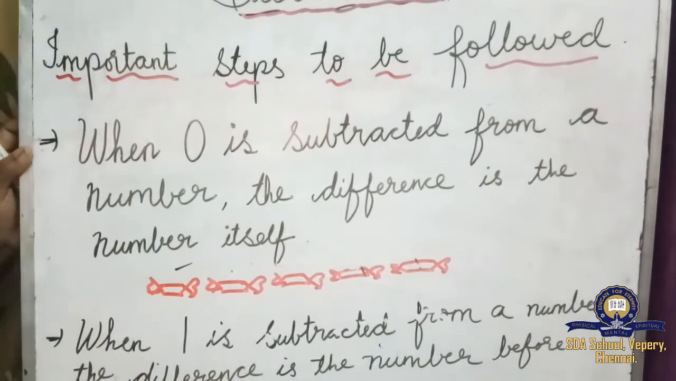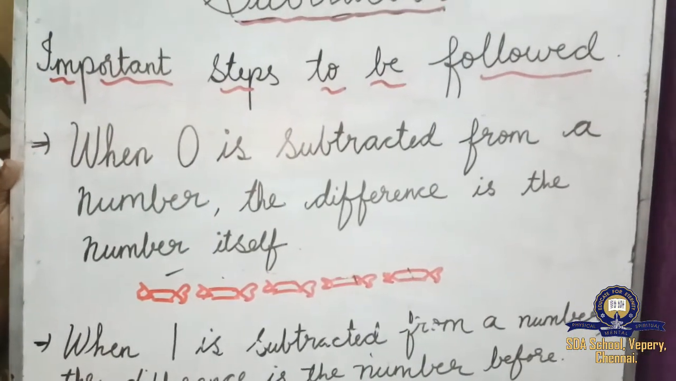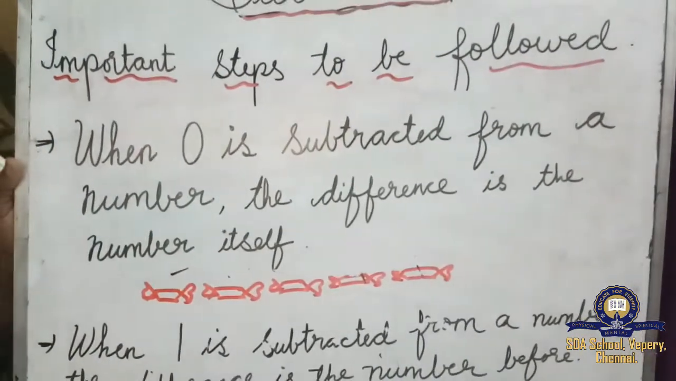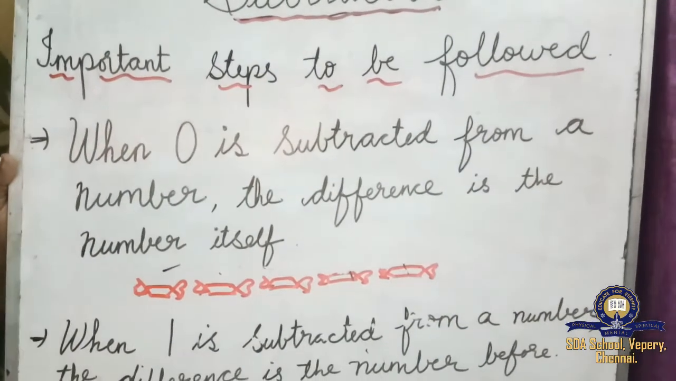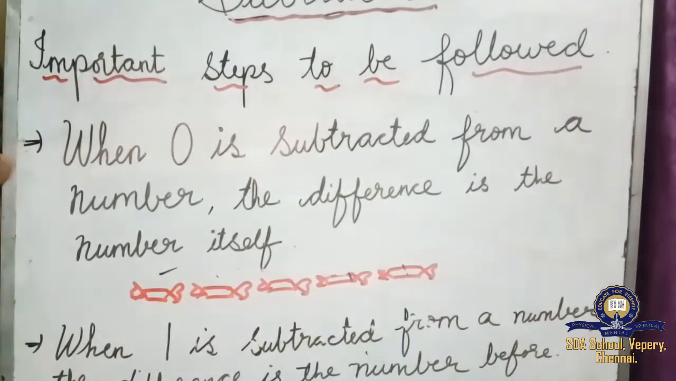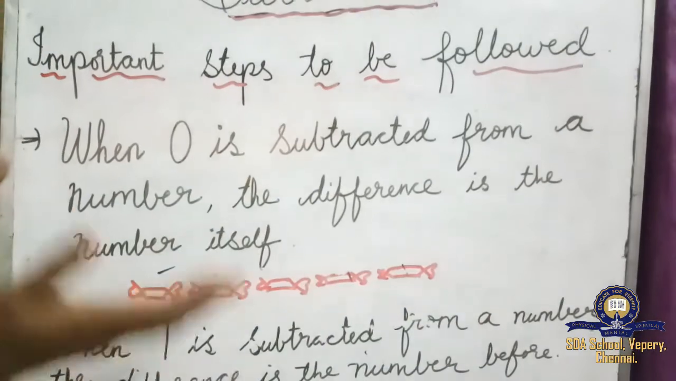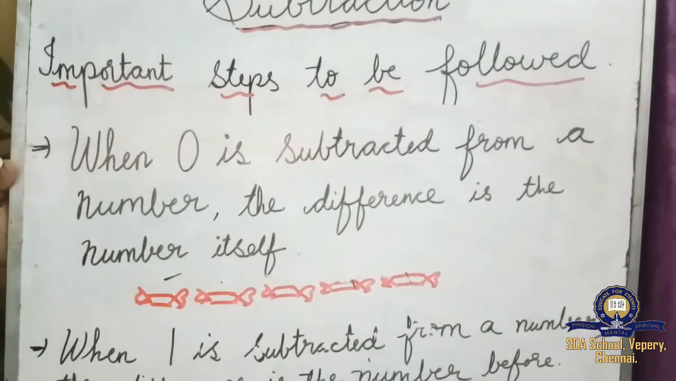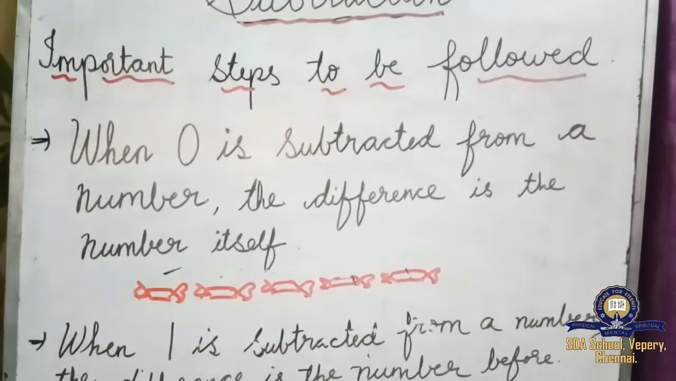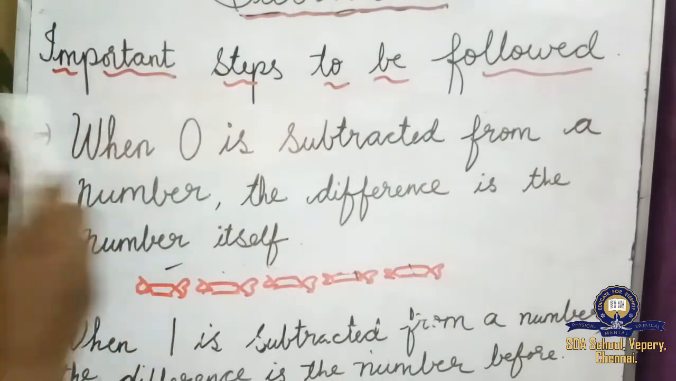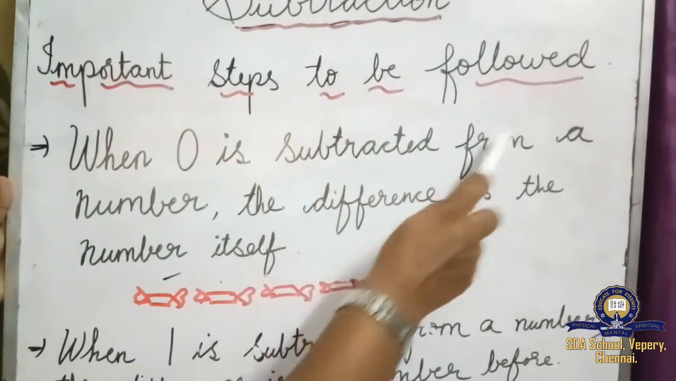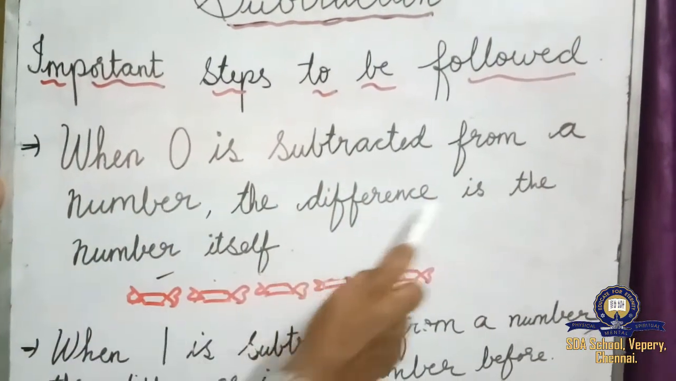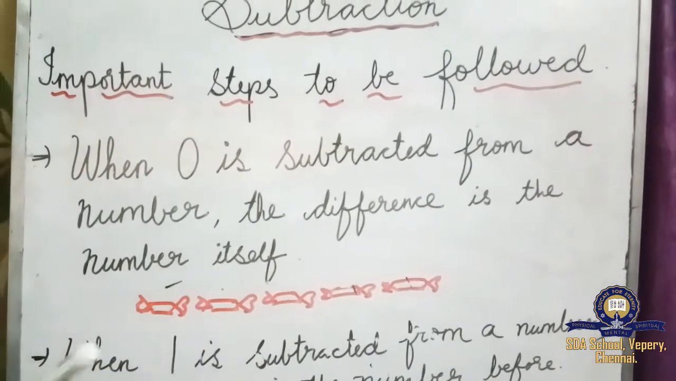The same way, think you're having the same 5 chocolates with you, and mummy says, give 0 chocolate to your sister. 0 means there's no value, isn't it? So you will not give anything to your sister. So what is with you? The same 5 chocolates are with you, in your hand itself. The same thing here. When 0 is subtracted from a number, the difference is the number itself.